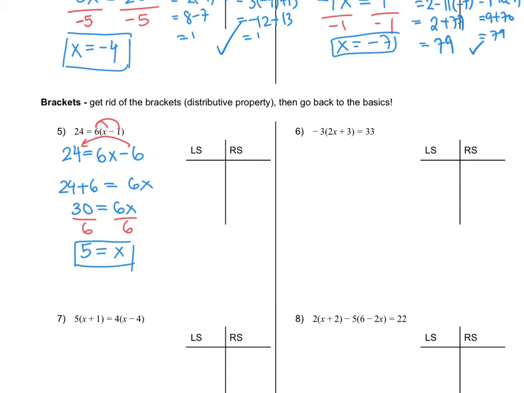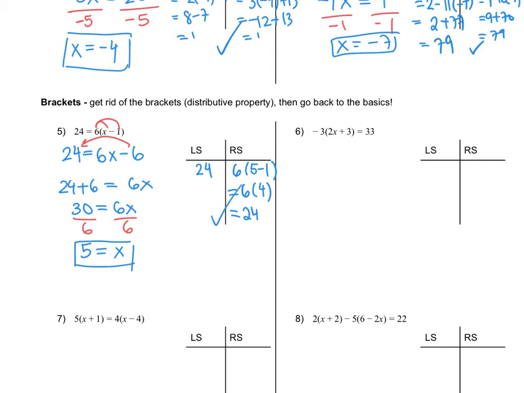So my left side, right side check. The left side has a 24. The right side has 6 times x minus 1. But instead of x, I'm just going to put the 5 in. So 5 minus 1 is 4. 6 times 4 is 24. So yay, that was correct.